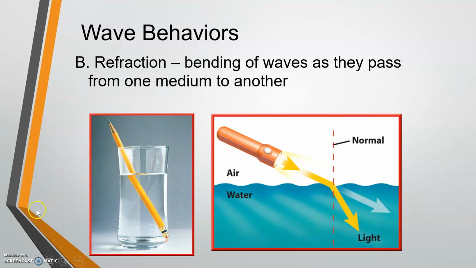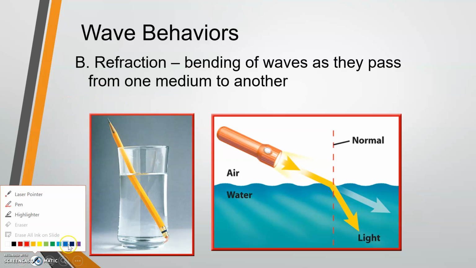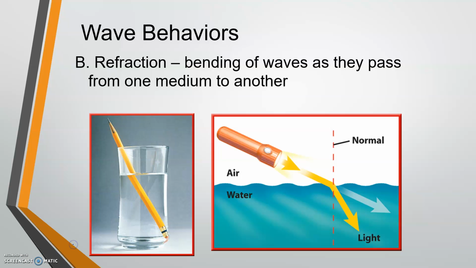Our next one is refraction. So refraction is the bending of waves as they pass from one medium to another. As you can see, a lot of examples include objects that look distorted. This pencil looks like it's going this way, but then in the water, in the glass, it looks like it's bent. So there's this area of refraction where the waves bend because you're changing medium. You're changing from air to water.